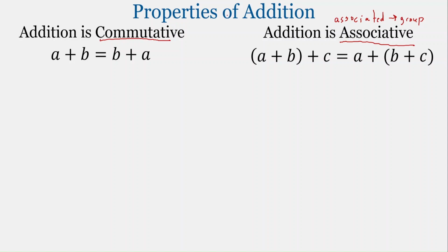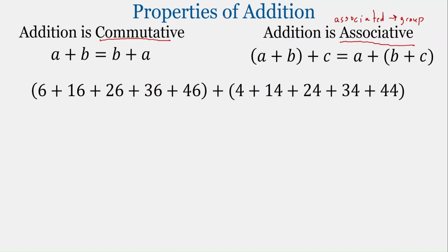So now we can take these two properties and rearrange the numbers to possibly make calculations easier. So let's try an example. So here we have the sum of 6 plus 16 plus 26 plus 36 plus 46. And we're going to add that to the sum of 4 plus 14 plus 24 plus 34 plus 44. Now we can use the same rules we've been using in the past.